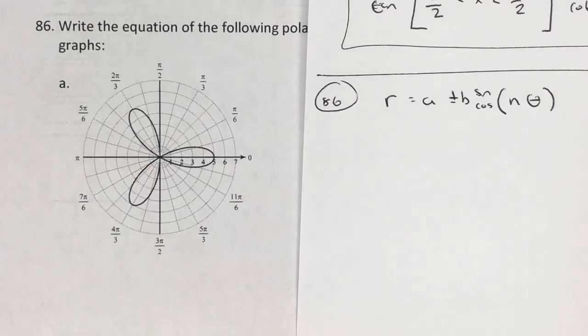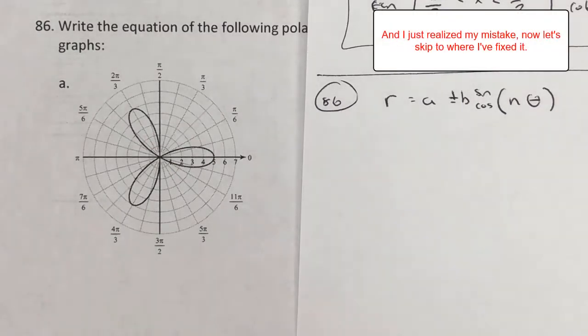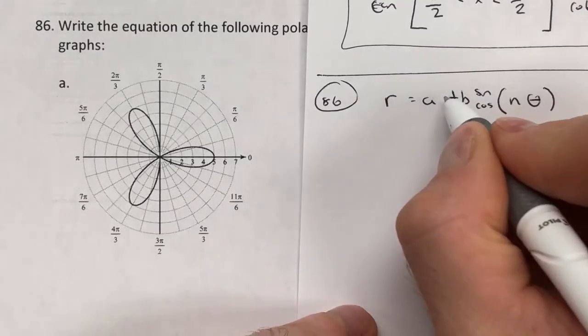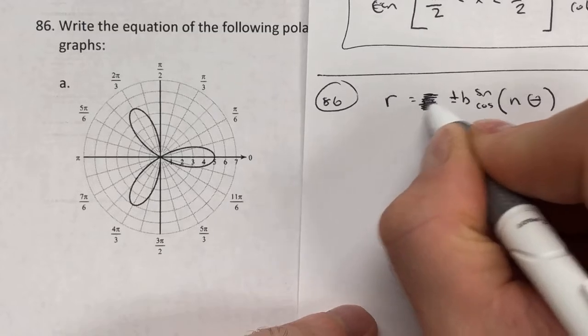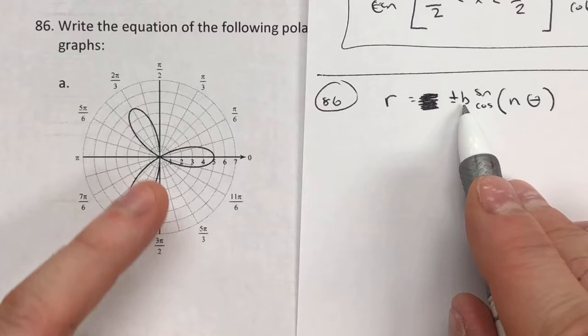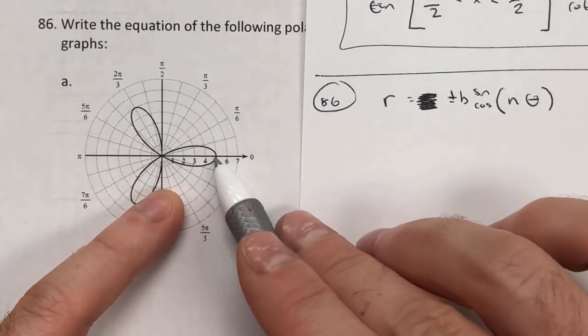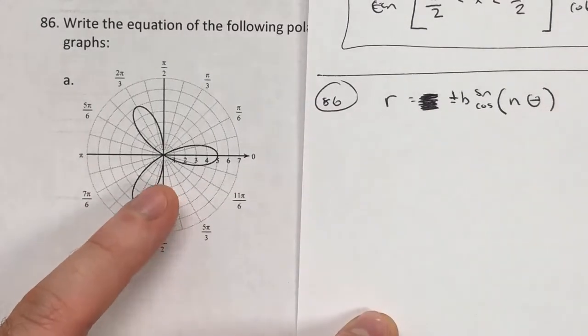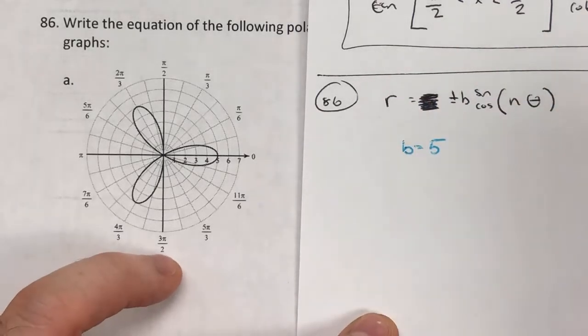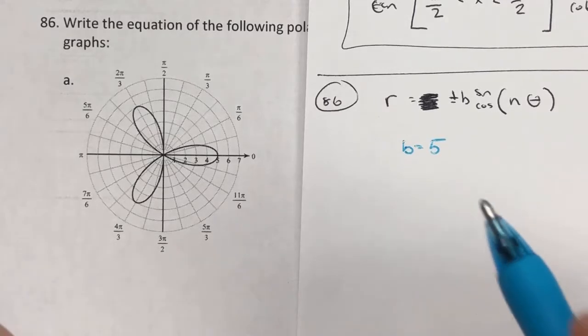So I need to know a few things. The first thing I need to figure out is how far out do my petals go? With a rose petal graph, we actually don't have this a plus or minus. It's just going to be plus or minus b. So I need to figure out how far out these rose petals go. In this case, I noticed that my rose petals go all the way out to 5, so I know that my b is equal to 5. Second, I need to figure out how many rose petals we have.